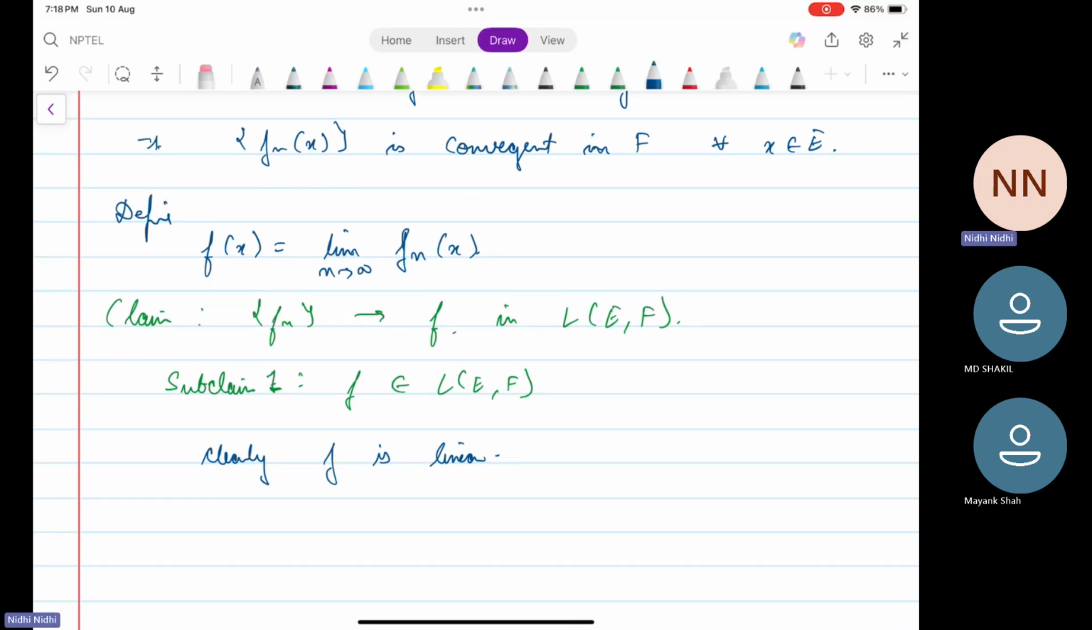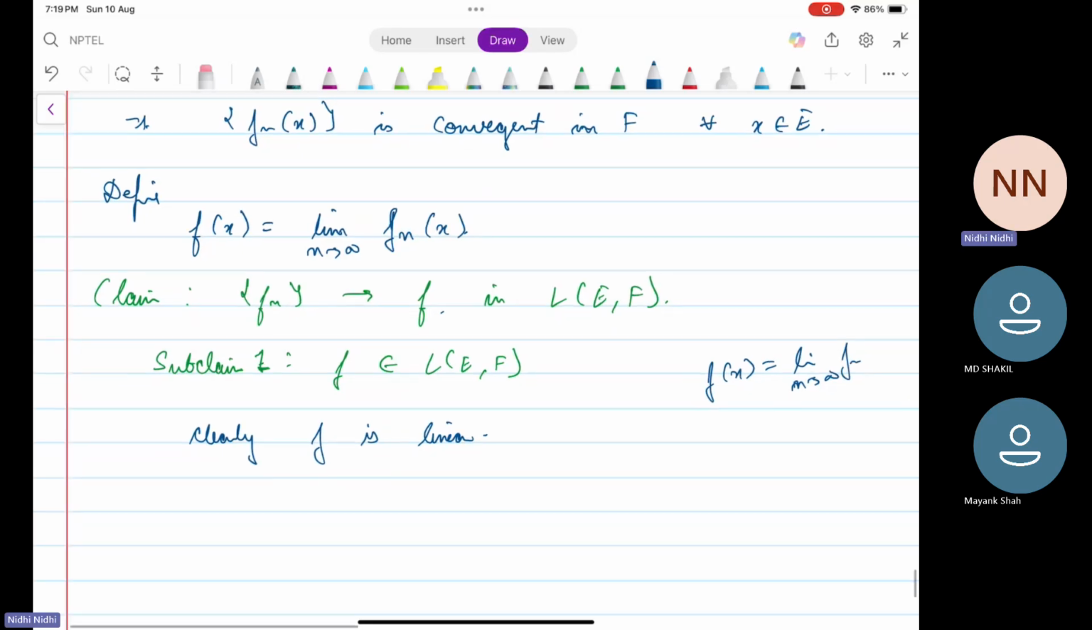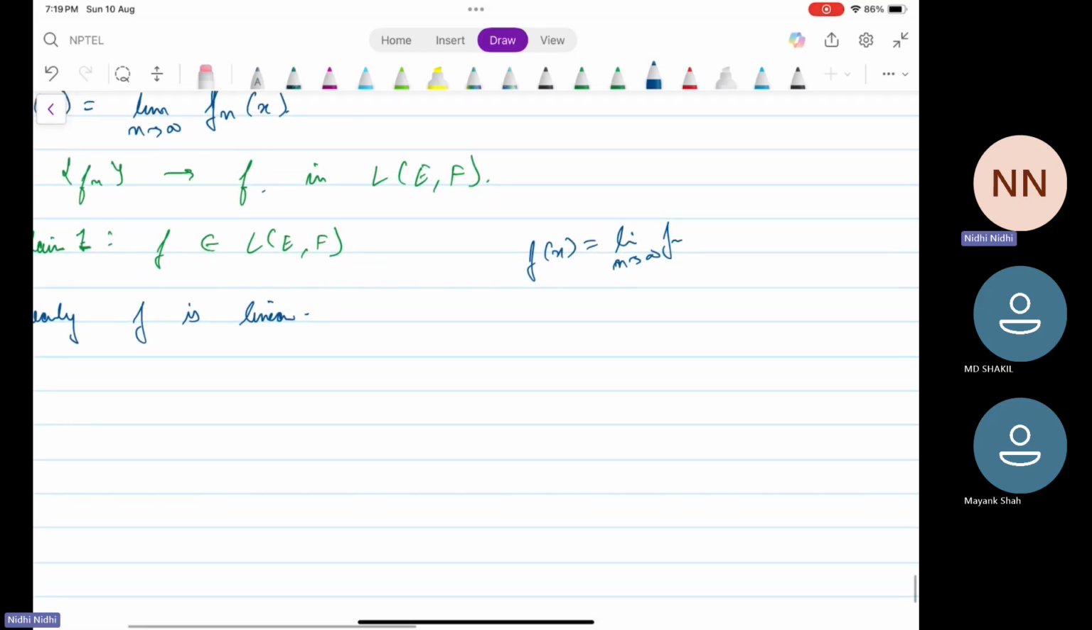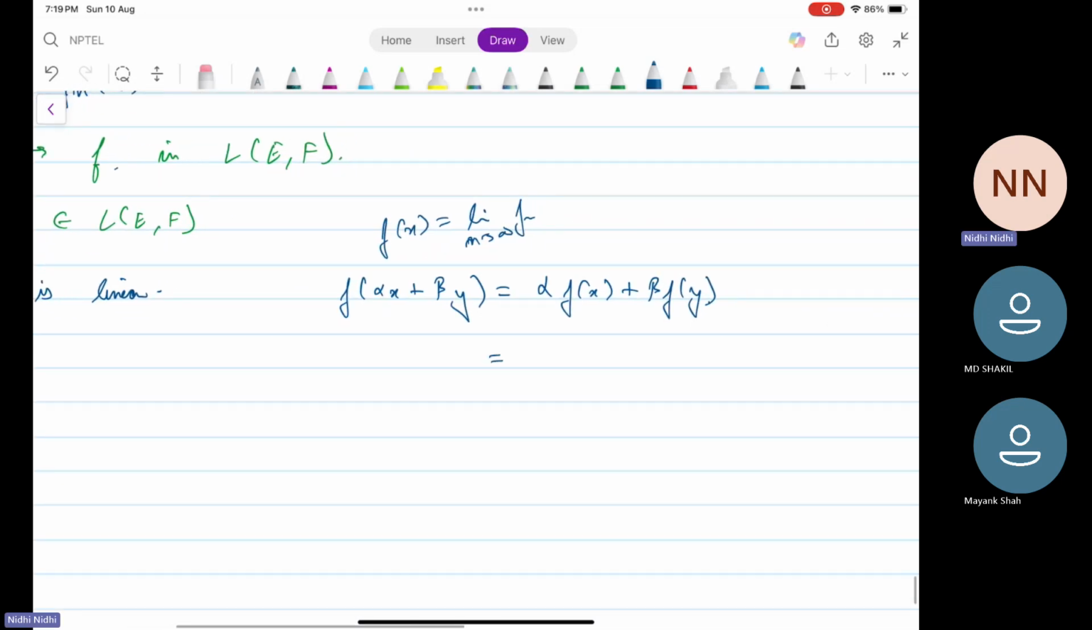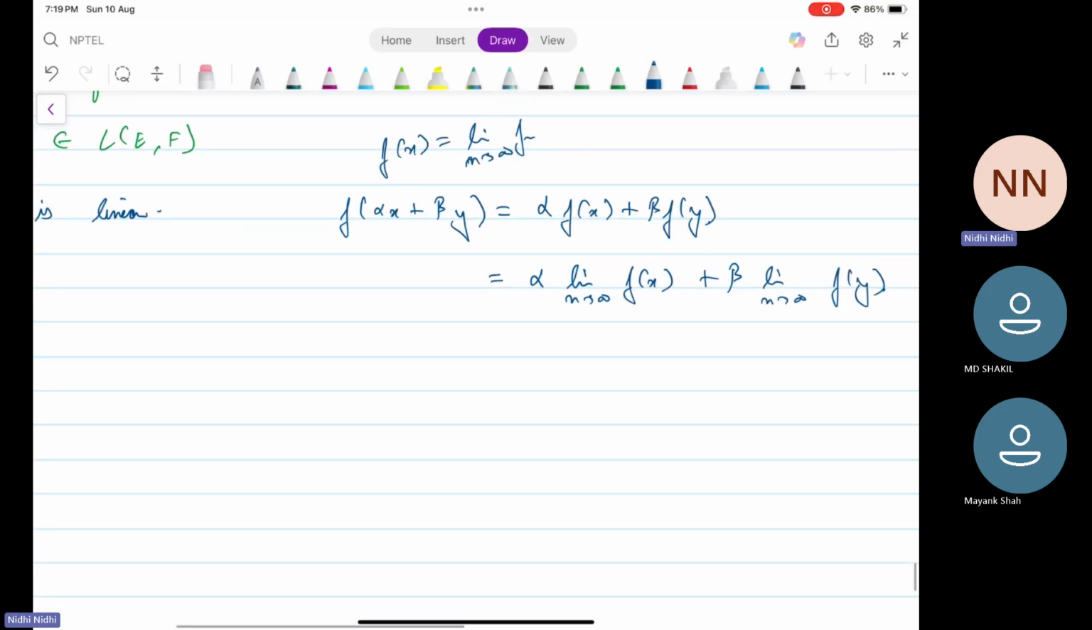Because this F is a pointwise limit of a sequence. If we want to show that something is linear, all we need to show is that F of alpha x plus beta y is equal to alpha Fx plus beta Fy. And by definition, this is equal to alpha times limit n tending to infinity Fn x plus beta times limit n tending to infinity Fn y. That is what we need to show.